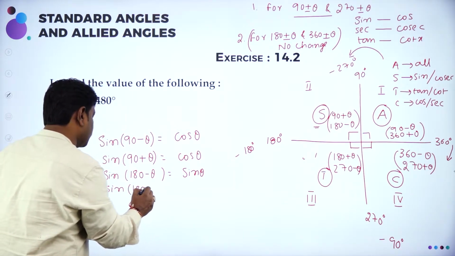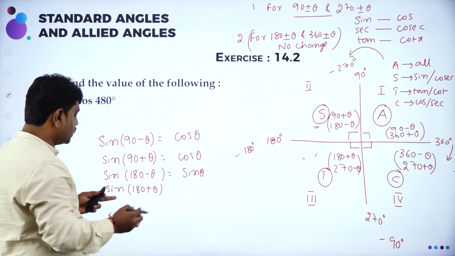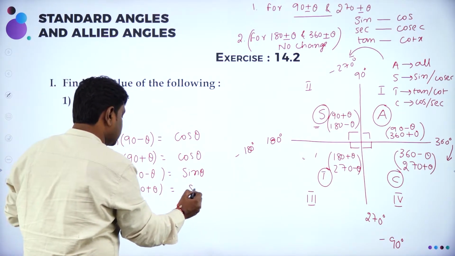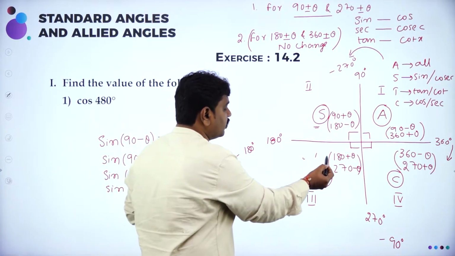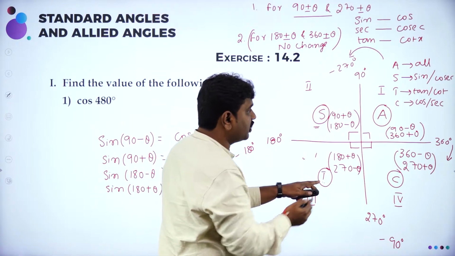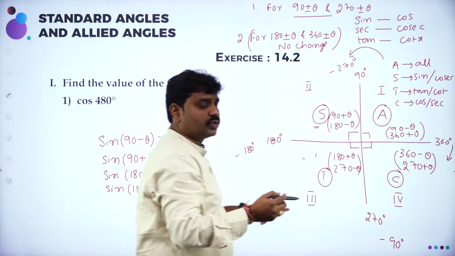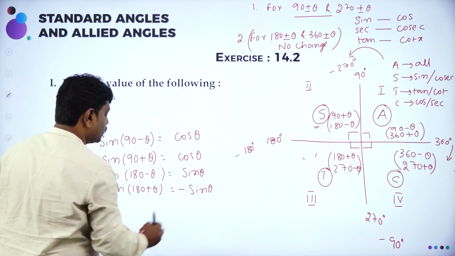Sine of 180 plus theta, again 180. For 180, function does not change. So if the question is sine, the answer is also sine. 180 plus theta lies in which quadrant? 180 plus theta lies in the third quadrant. In third quadrant, alphabet is T. T means what? Tan or cot is positive. But your question is not tan, question is not cot, so it is negative.